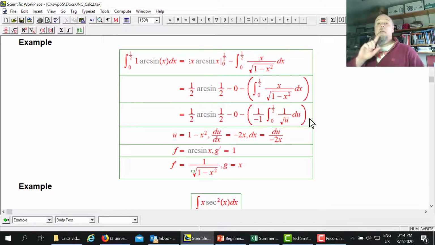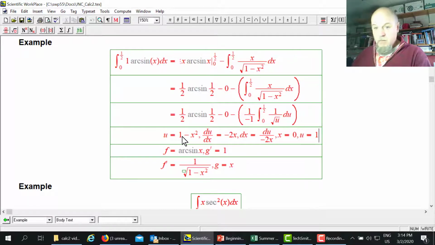Okay. Here's something we hadn't seen yet. When we're doing definite integrals, that's an x equals 0, not a u equals 0. This half, that's an x equals. So I need to switch over the endpoints as well. So when x is equal to 0, u is equal to 1. So I'm going to switch over everything to u's. I'm going to switch the endpoints.